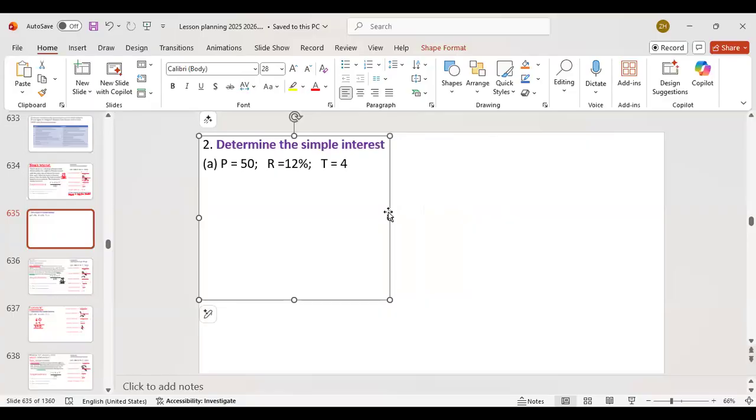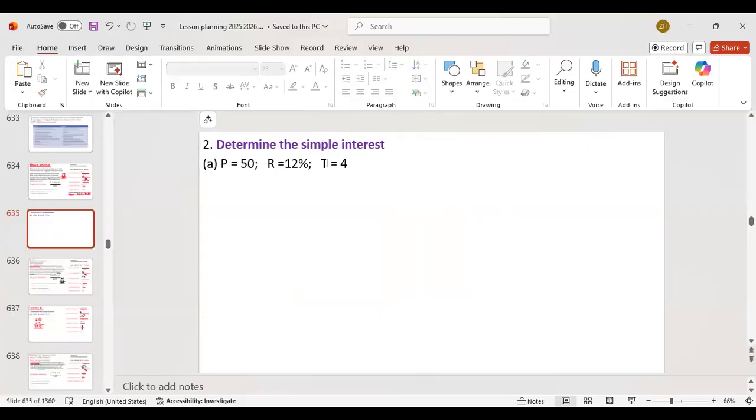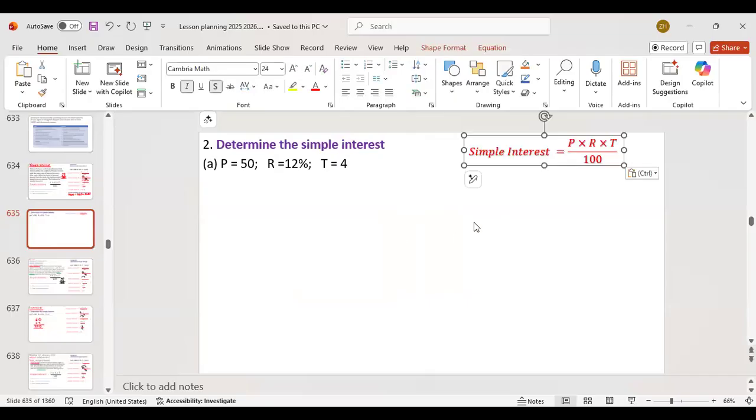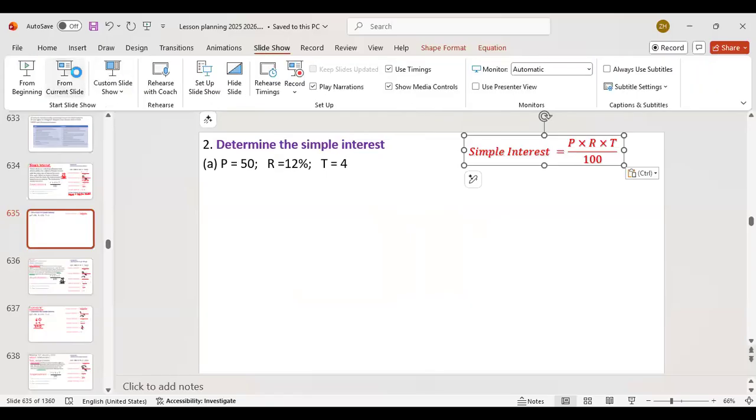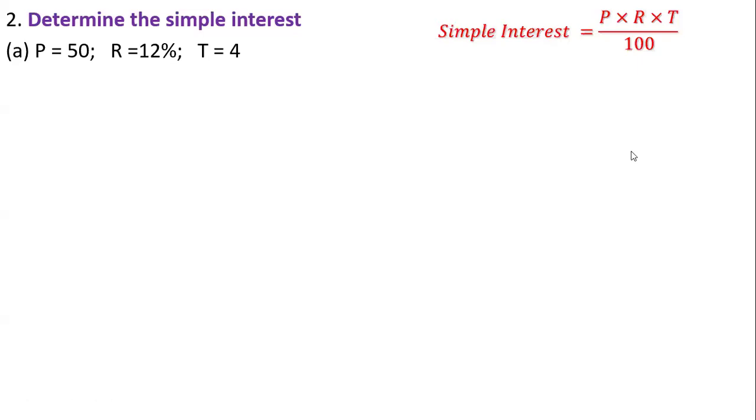So you have simple interest. Okay, let's do this one the same way. The first thing that we're going to do is what? Write the formula. Very good. So this is the formula for simple interest: principal times rate times time all over 100.